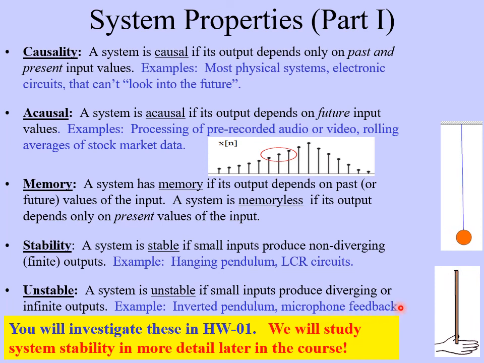Microphone feedback. We'll deal with this again much later in the course in Chapter 11. But you've often heard microphones squealing if the microphone is too close to the speaker. This is another example of an unstable system. So these 5 properties here will be investigated more in detail in homework 1, so you'll get a chance to look at some examples of systems and try to figure out if they're causal or acausal, if they have memory, and if they're stable or unstable.